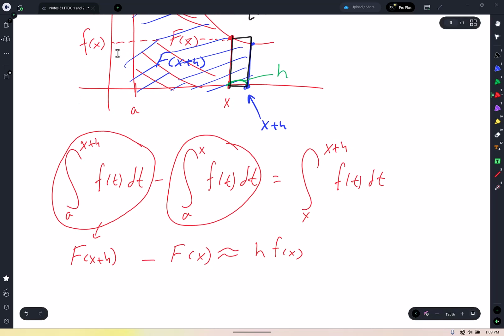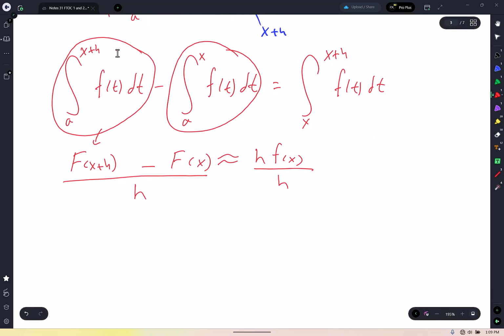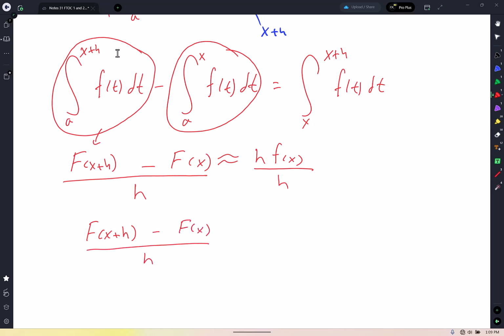All right, check it out, guys. I'm going to go ahead and divide everything by h. Why am I doing that? Because I noticed that on the left-hand side, this is starting to look like something very familiar to us, I hope. Capital F of x plus h minus capital F of x all over h is approximately f of x.